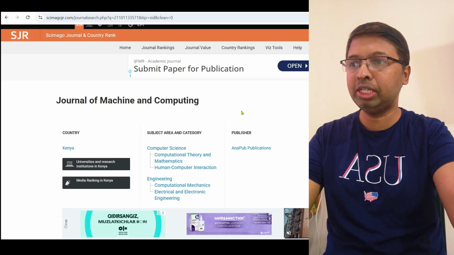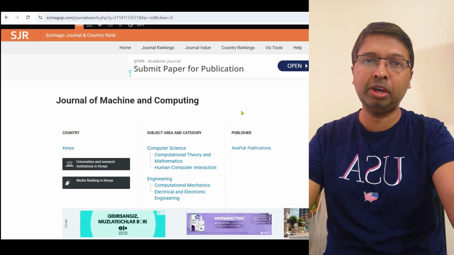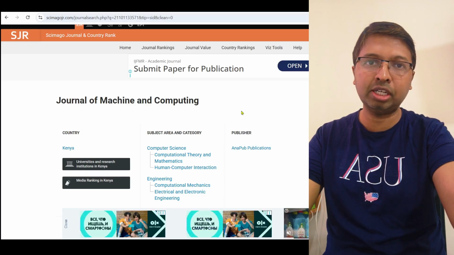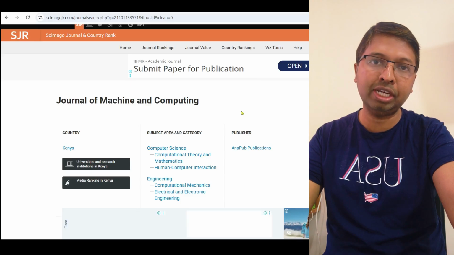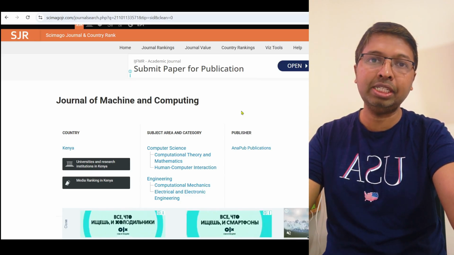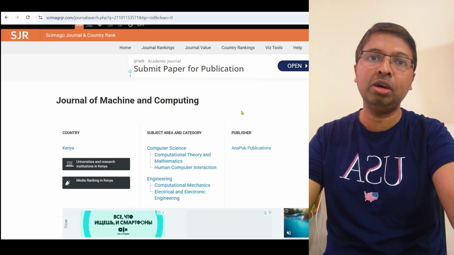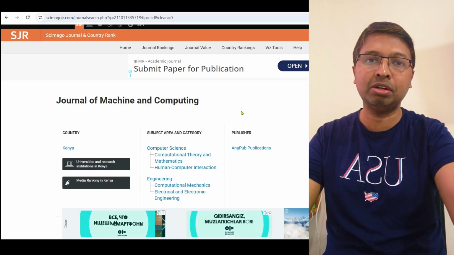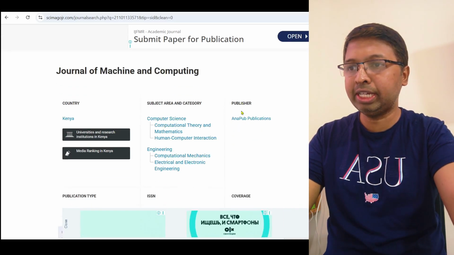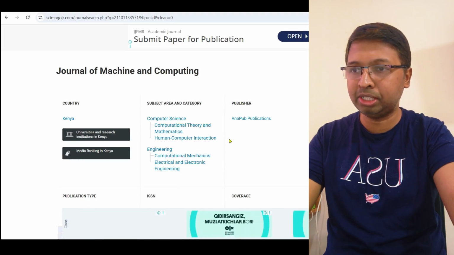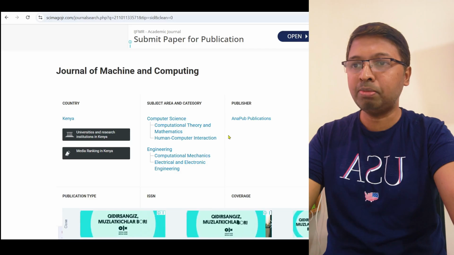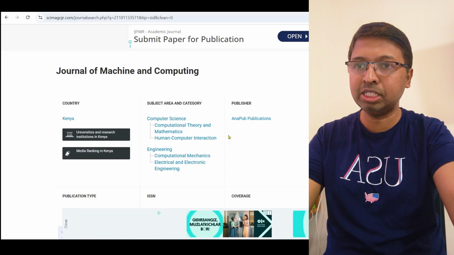Okay. So here the country is Kenya. Okay. So everywhere we find Indian author articles being published. Okay. So let me tell you that it is having a Kenyan domain, but it is taken over by one particular Indian person or maybe agent. So the subject area category comes under computer science, engineering, okay, computational theory and mathematics, HCI, okay. So the publisher is AnaPub Publications.